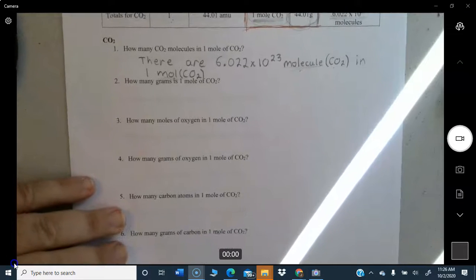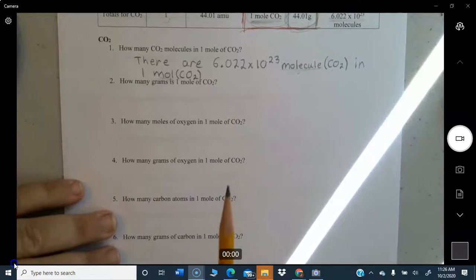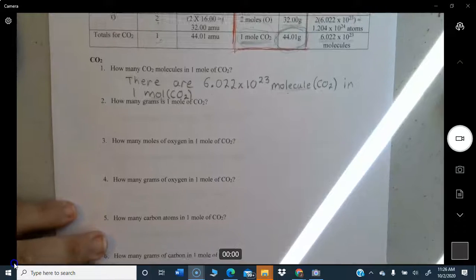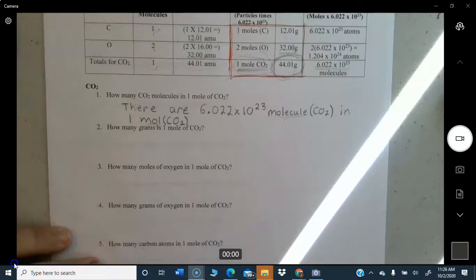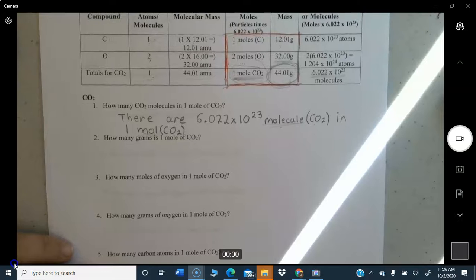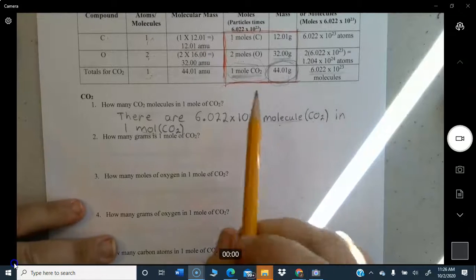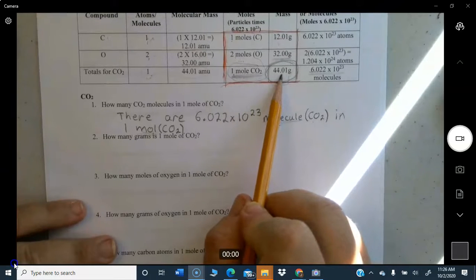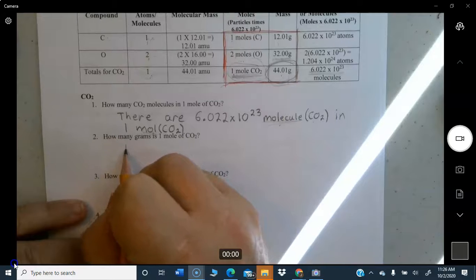Okay, let's keep going. How many grams in 1 mole of CO2? Now, all the questions in this particular set are around 1 mole of CO2, so I'm just going to do a couple of them. So, in 1 mole of CO2, there's 44.01 grams, okay?